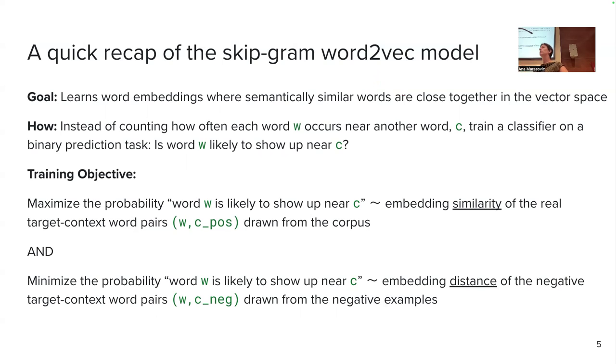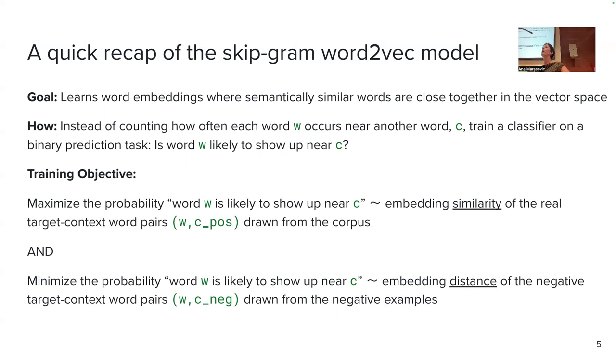And whenever we think about distribution, we think about corpus. For us, a corpus is an actual realization of some distribution of text. The way we approached this, we again had a very shallow neural network, and our goal was to maximize the probability that the target word is predicted to show up next to some surrounding word C if the embedding similarity of these two words is high. We had our positive examples, the pairs of target and context words that indeed show up in the corpus.